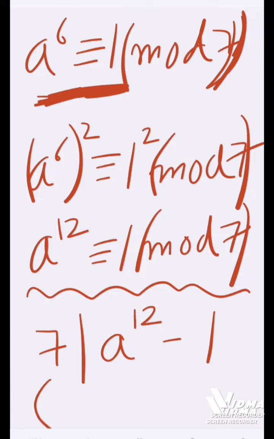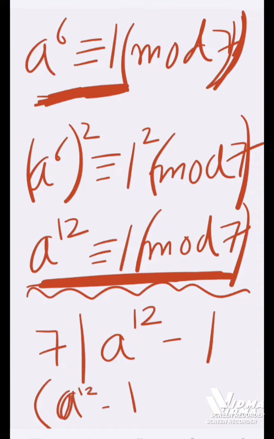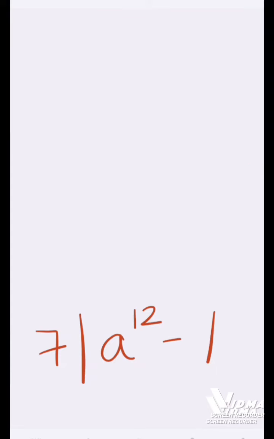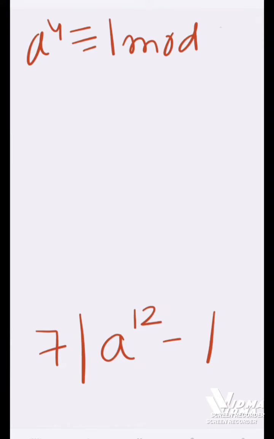If not, then a brief explanation of the above step is that this congruence implies a raised to 12 minus 1 is congruent to 0 mod 7, which means that 7 divides this quantity, and that's why I have written the above step. So next, this we have to keep in our minds, okay? Next, if you recall, we also had another congruence along with this one, which was a raised to 4 is congruent to 1 mod 5, right?